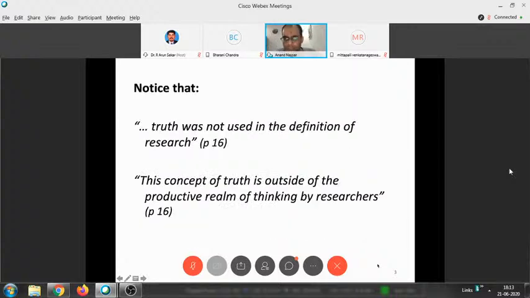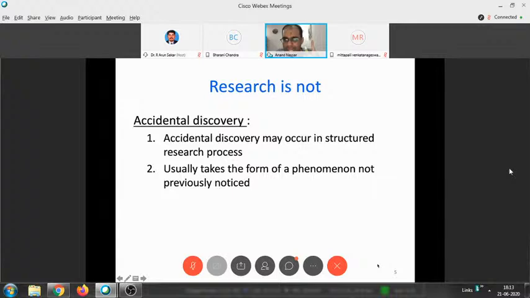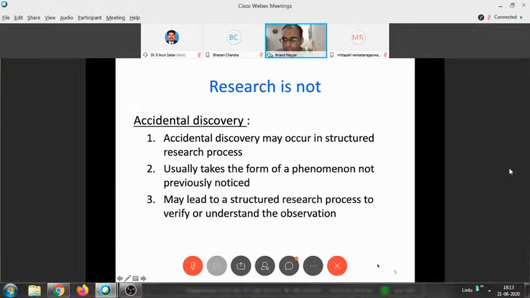So the word truth was not used in the definition. So truth is not there. If you are doing something good, you are improving something, it's research. Even if you are not able to do something, even that is research. So always be positive. So research is not accidental discovery. No, it is never. It may occur in a structured review process. It's a structured review. It is not accidental. It usually takes the form of phenomena. And the most important thing, it may lead to a structured research process to verify and understand the observations.